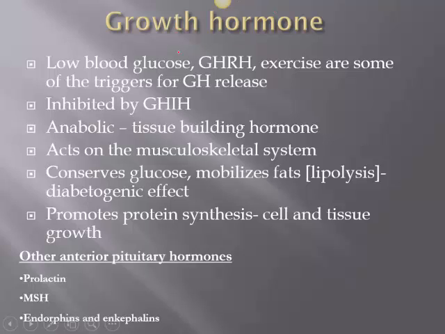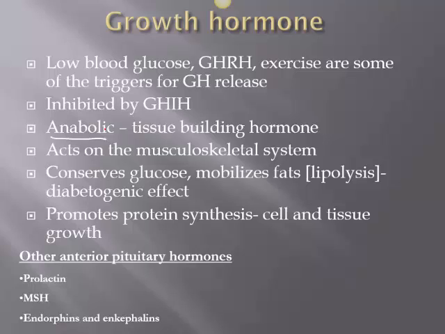Low blood glucose levels, because growth hormone increases blood glucose levels, or growth hormone releasing hormone, and exercise. These are some of the triggers for growth hormone release. Naturally, it's inhibited by the inhibiting hormone. It acts on the musculoskeletal system. It increases the activity of the epiphyseal plate. It increases muscular growth, causes protein synthesis. Therefore, it is known as an anabolic hormone, where it builds up tissue. Okay? So on the skeletal system, it increases interstitial growth, right?